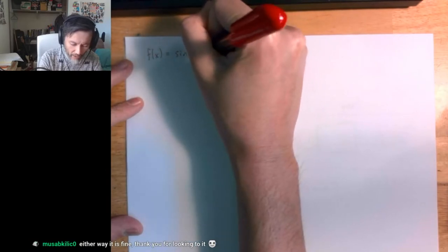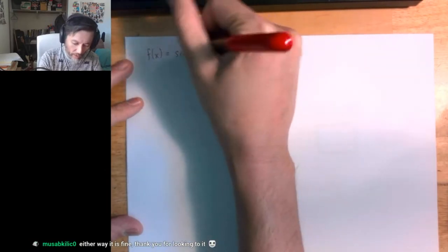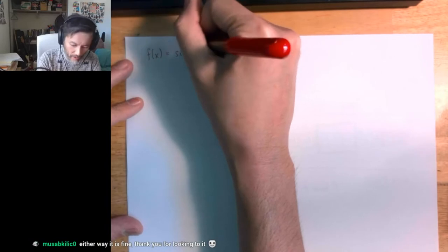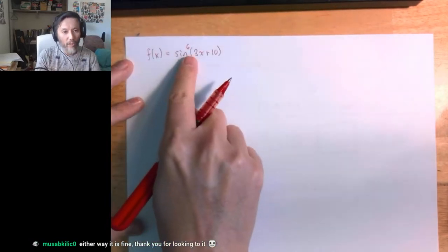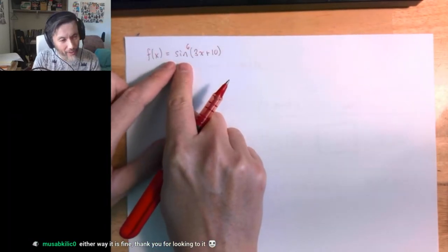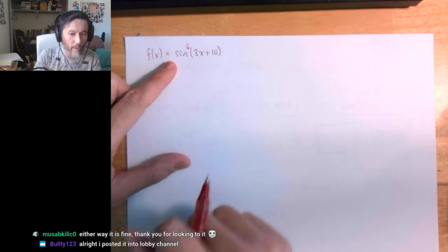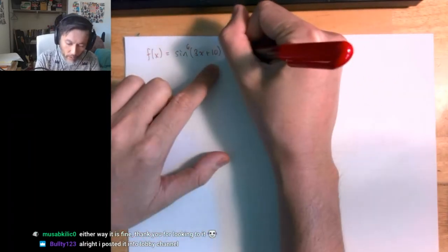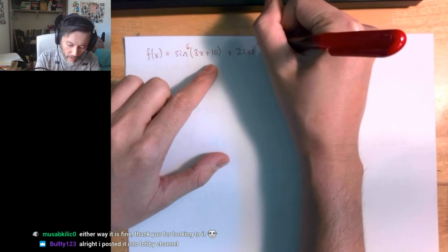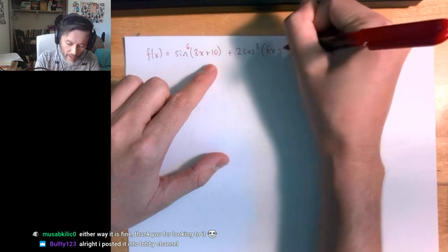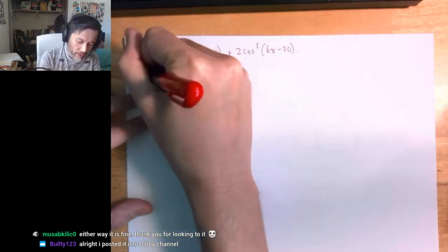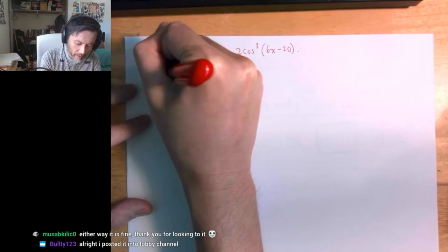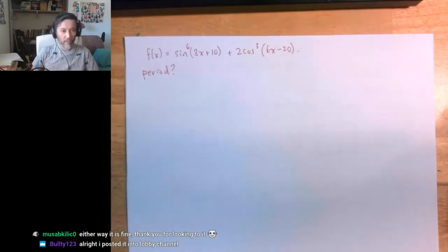Sine of 3x plus 10, this whole thing to the sixth power. I'm assuming the standard, crazy notation that we've reserved for sine is that this is the sixth power. And then we have 2 cosine cubed of 6x minus 20. And what we are curious about is what is the period of this function?